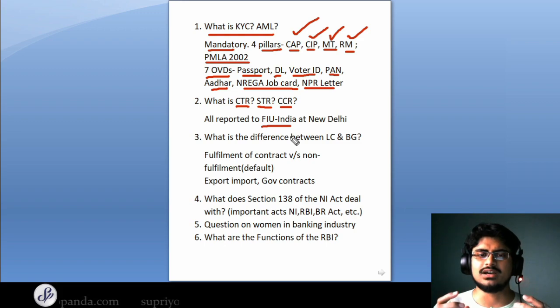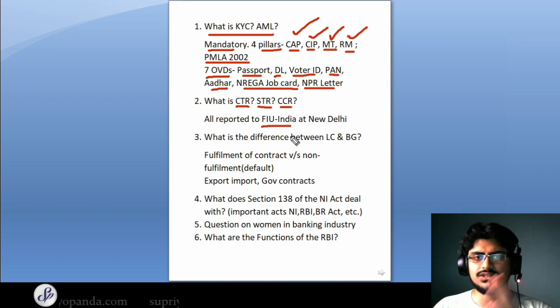Now, FIU India is a wing of India. It stands for Financial Intelligence Unit, and all countries have their own FIU wings, and all of these are governed by FATF, which is the Financial Action Task Force, which actually governs all of these FIUs. India's FIU is responsible for all of these transactions that are reported to it by the bank.